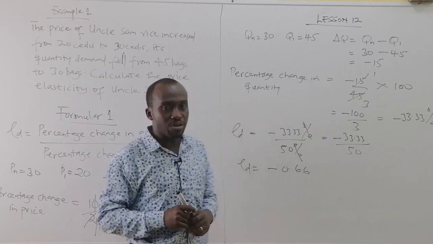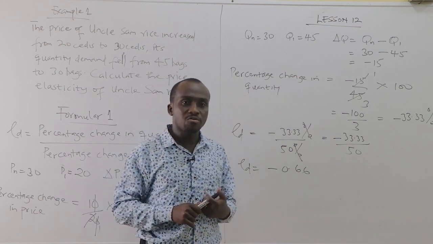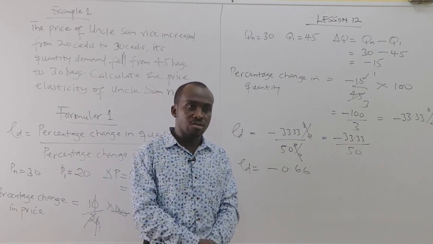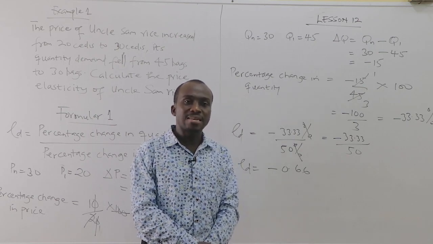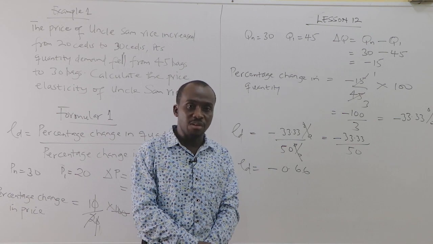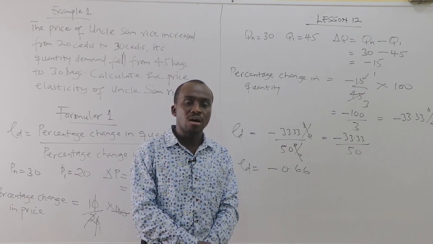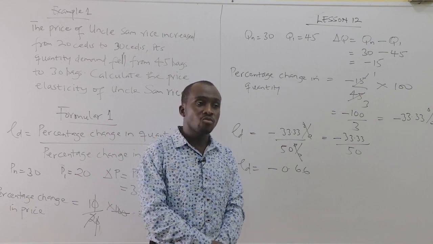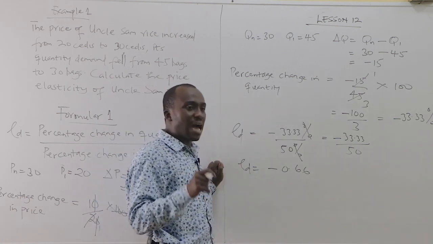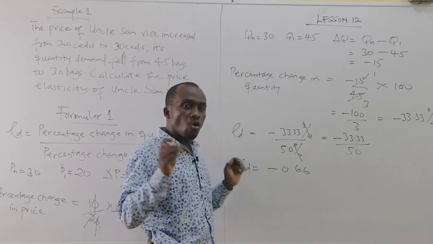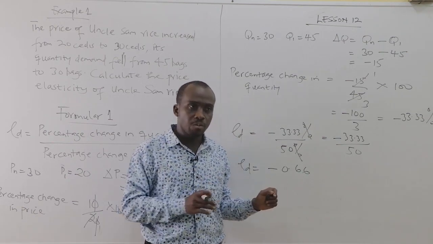So if you want to interpret, what you have to do is take the absolute value. If you want to take the absolute value, it means make the figure positive. If it's negative, make it positive, right? So let's take the absolute value. That is the reason why you have to take the absolute value before you can interpret, because your answer is always negative.